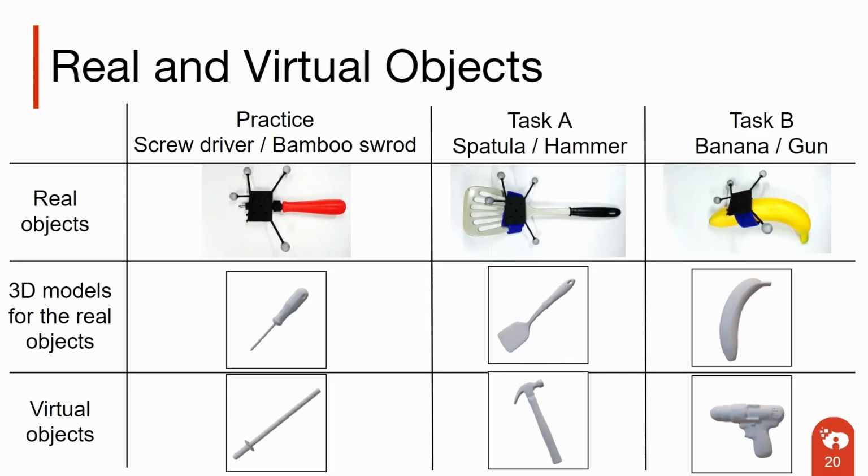Here are the real and virtual objects we used in the evaluation. A real screwdriver and a virtual bamboo sword were used in the practice. We prepared 2 tasks, A and B, for the main study. In Task A, a real spatula and a virtual hammer were used. In Task B, a real banana and a virtual gun were used. Each participant did one task with the unprocessed virtual object and the other with the chimera object they created. They did the two tasks in a randomized order and combination.